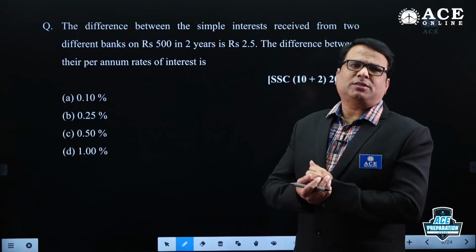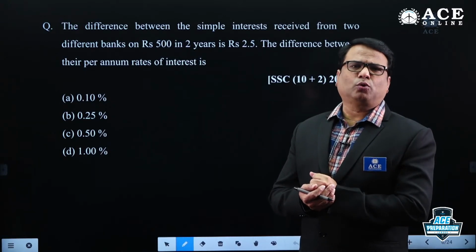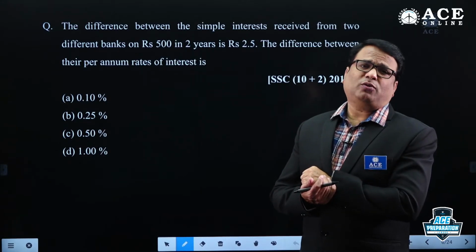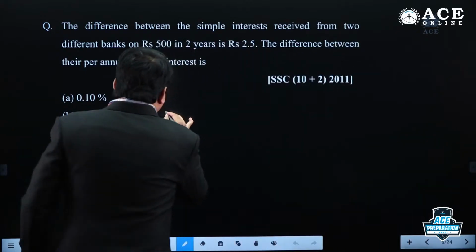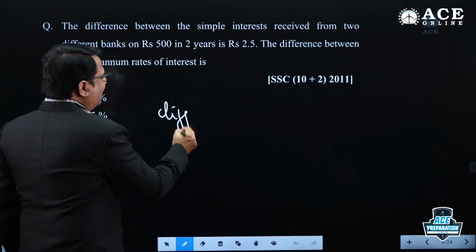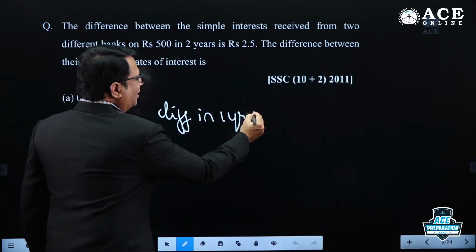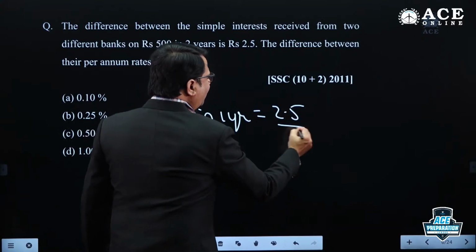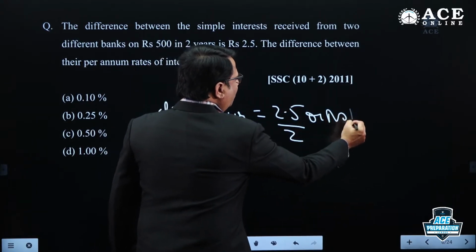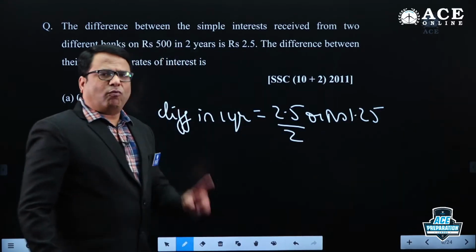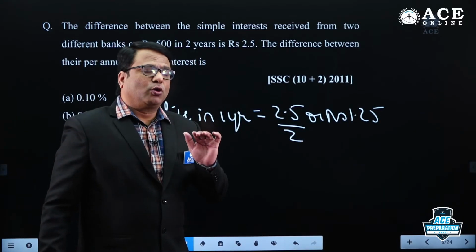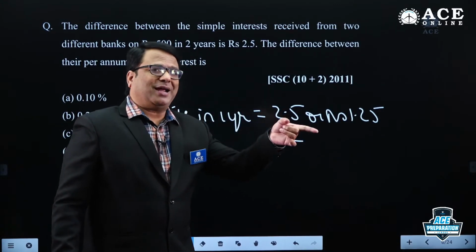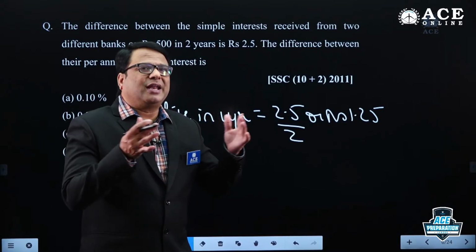Now in 2 years, what is the difference in the interest received? 2.5. So in 1 year, what will be the difference in the interest received? 1.25. So I write difference in 1 year: rupees 2.5 divided by 2, or rupees 1.25. So in 1 year, one bank will give 1 rupee 25 paise more interest when compared to the other bank. Then what is the difference in the rate of interest?